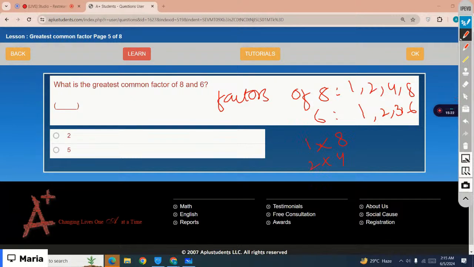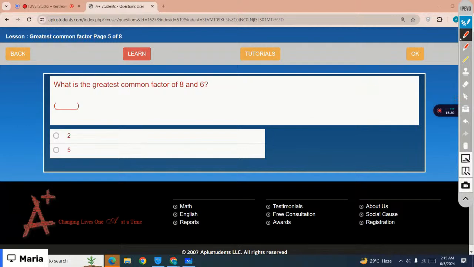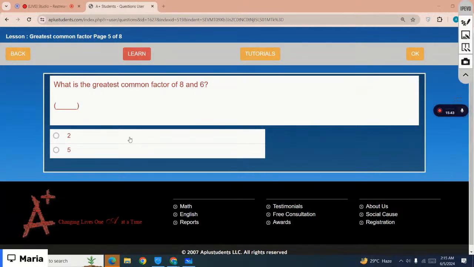So which is the common number? Common number means the number that is in both the factors. The number that is written in both the factors, you can see here, 2. So that means the GCF is 2. The correct option is 2. How are you answering 2 then if you don't know? The correct option is 2.